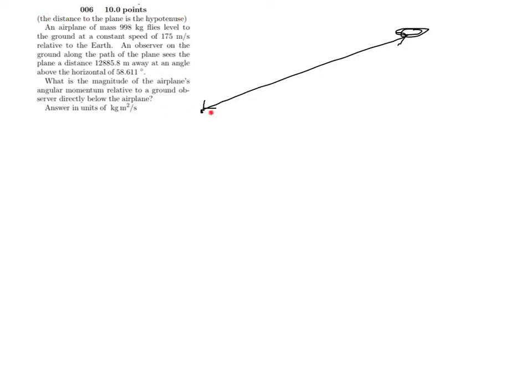Since this is on the ground, what we're looking for is there's going to be another observer right here below the plane, and we want to know the angular momentum relative to that person. So we're given this angle, we're given this distance, so that's going to be an r, and this is a theta, and I want the angular momentum. We're also given a velocity here of the plane, and we're given the mass of the plane.